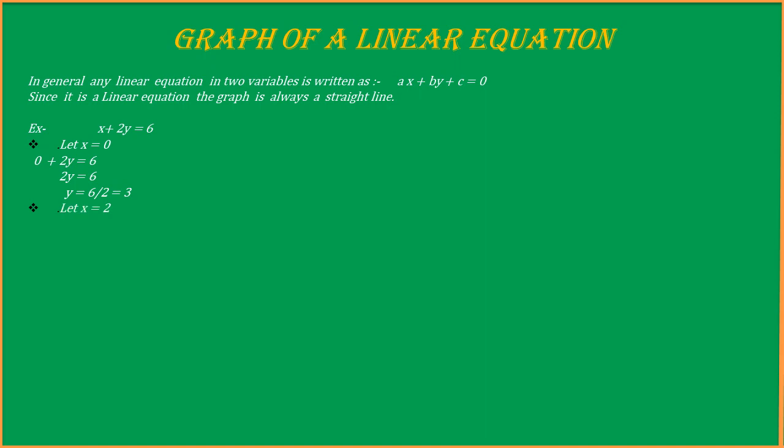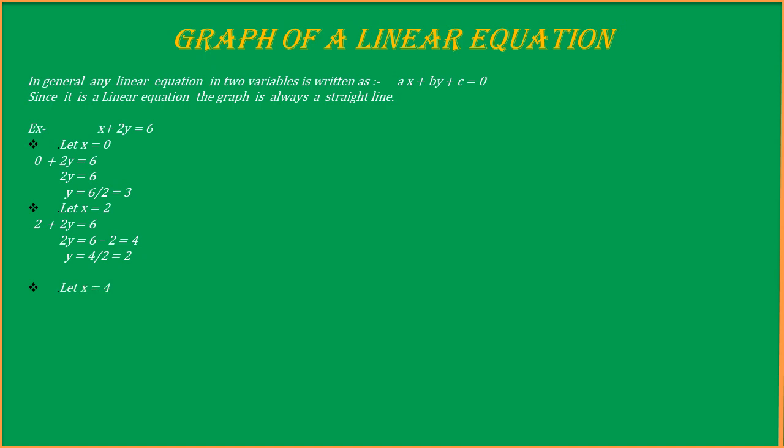Similarly, let me take one more value for x. Suppose we take x = 2. Now put this value in the given equation. In place of x, we get 2 + 2y = 6, and on solving, y will be 2. This way we will assume certain values for x and correspondingly find the value for y. We can do this also: assume the value for y and then find the value for x.